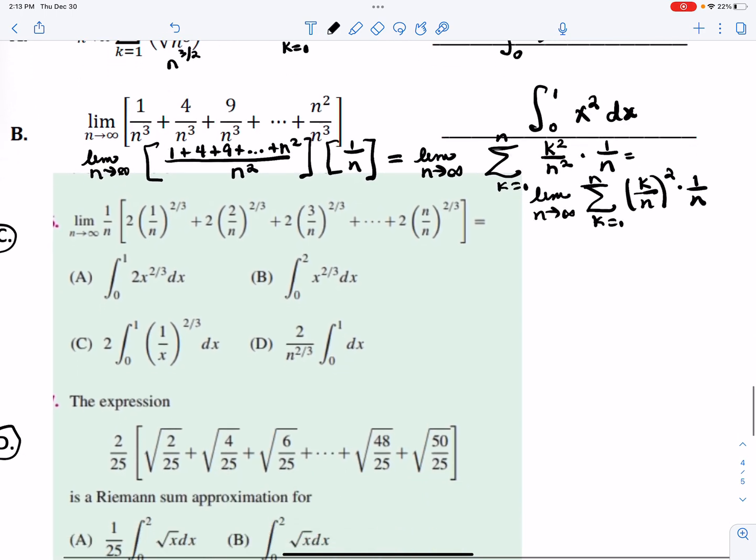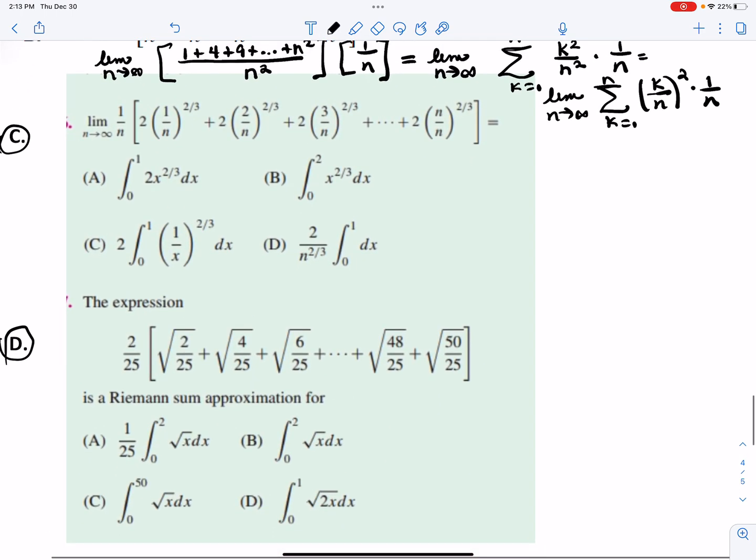All right, so pause the video and try C and D. All right, let's do C together. So in C, the 1 over n is already factored out. So this is our delta x. So b minus a is equal to 1, okay?